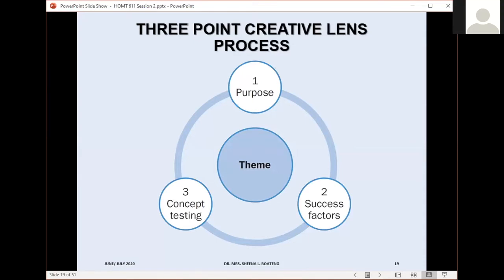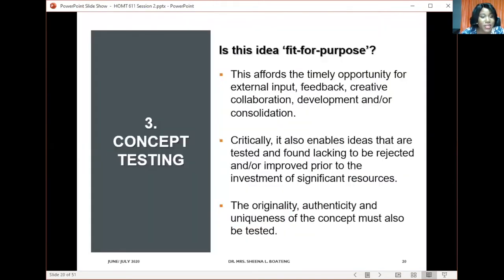Awesome. Okay. So once we are able to clearly state the purpose of the event and determine the success factors of the event, we now have to test our concept. And in testing our concept, we are asking ourselves, is this idea fit for purpose? By giving an answer to this question, whether in the affirmative or the negative, it gives you the timely opportunity to get external input, feedback, creative collaboration, development, and/or consolidation.